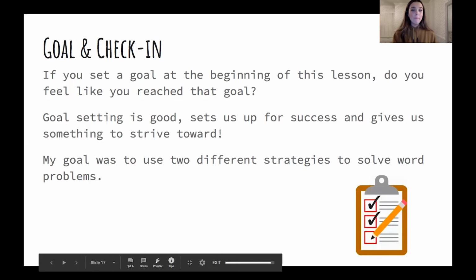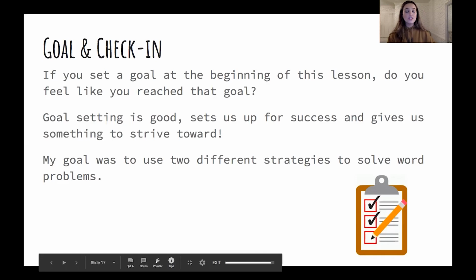Now we are going to talk about the goal you set at the beginning. At the very beginning, I asked you guys to set a goal, to set something that you wanted to achieve during this time. You can share with your partner, or someone next to you, or maybe an adult, share your goal with them and tell them if you reached the goal. And if you didn't reach that goal, that's okay. There's lots of time to still do that throughout your day and just anytime. Goal setting is just so good because it sets us up for success and it gives you something to look forward to and it keeps your eyes on the prize.